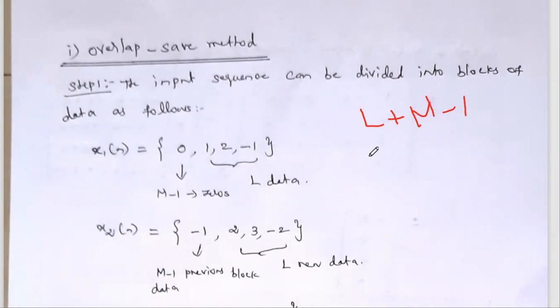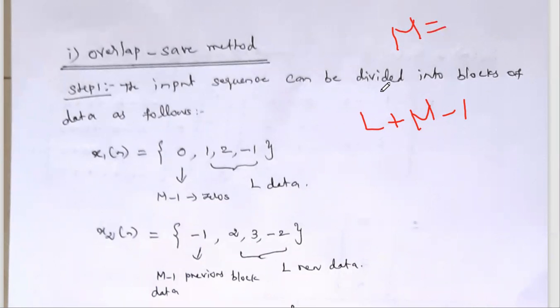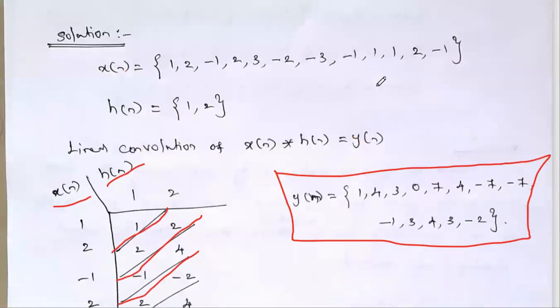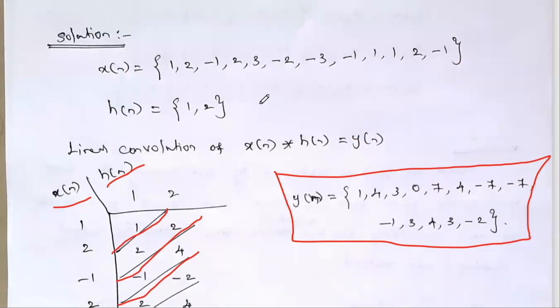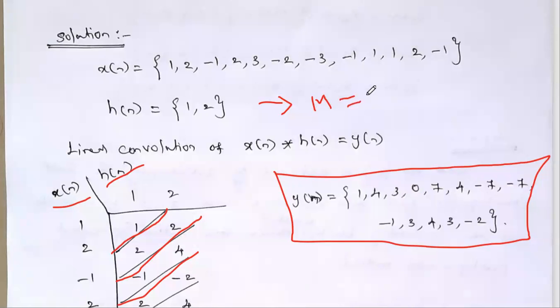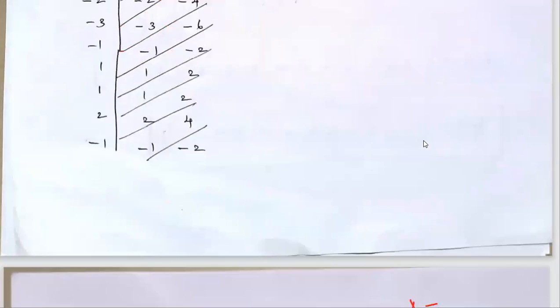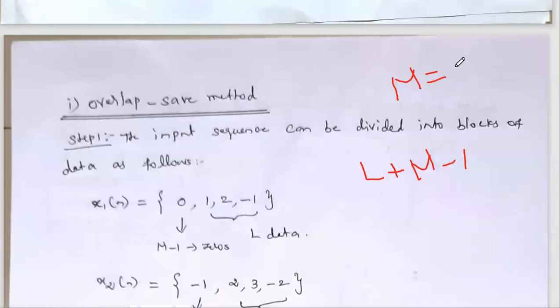Okay, here for our problem, what is the value of m? What does m mean? M is nothing but the length of h of n. Here, what is the length of h of n? Only 2 samples, so m is equal to 2. So the m value is 2, and the L value we have to assume.